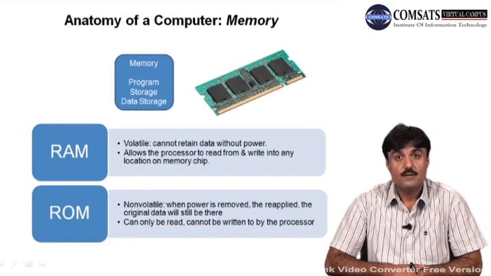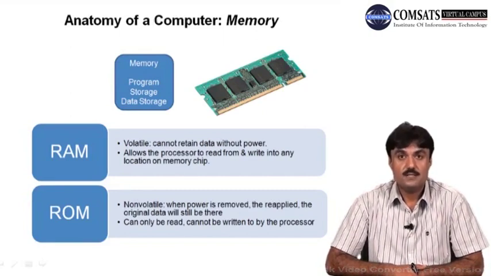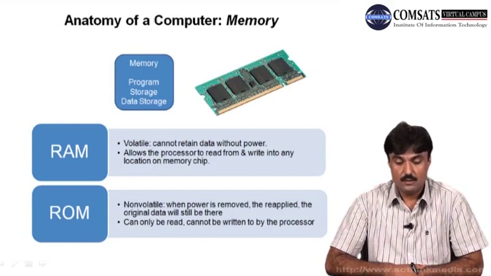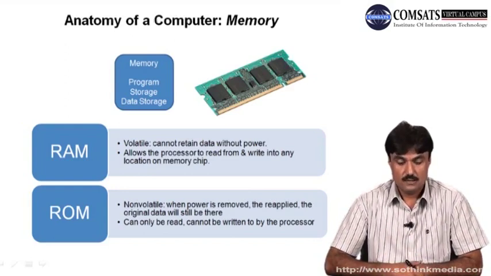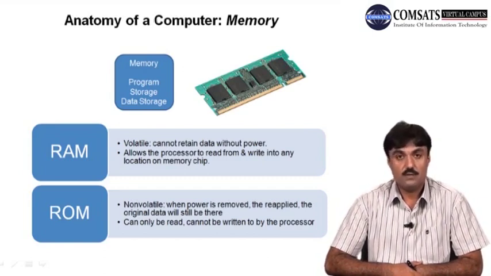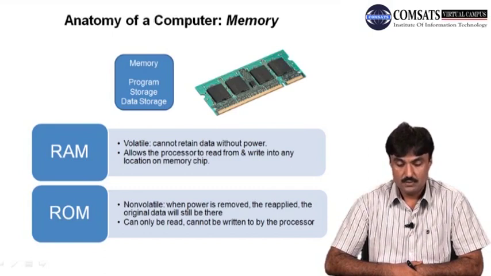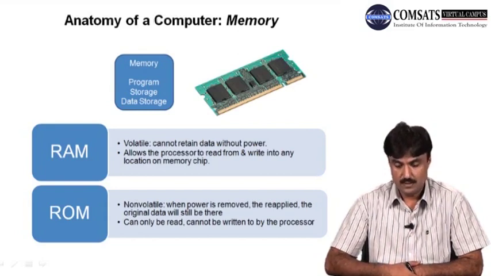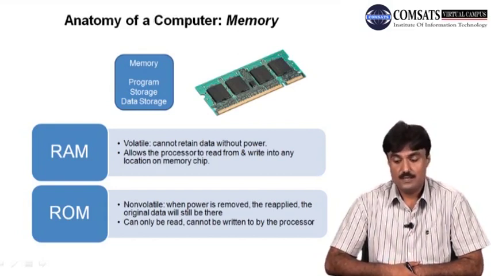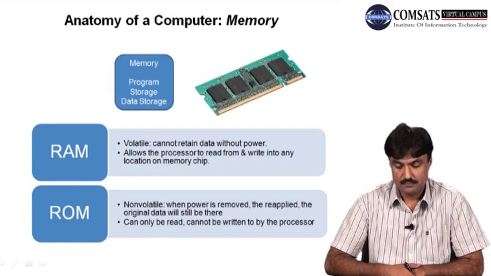Memory is one of the major components inside a computer system. We know that memory stores programs and data. There are two types of memory: random access memory and read-only memory. RAM is a volatile memory. It cannot retain data without power, and it allows the processor to read and write into any location on the memory chip or inside the RAM.